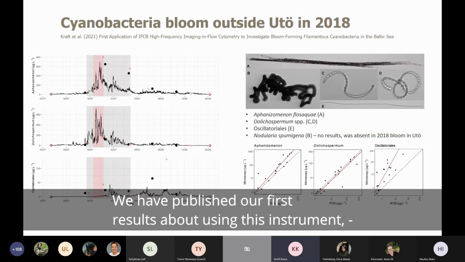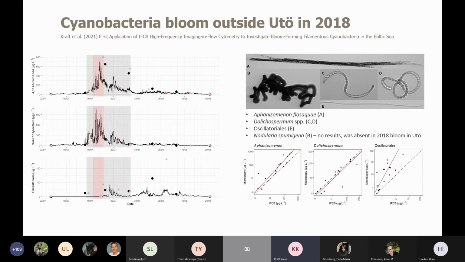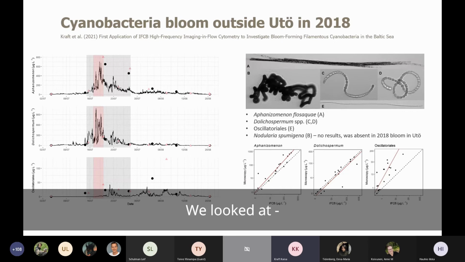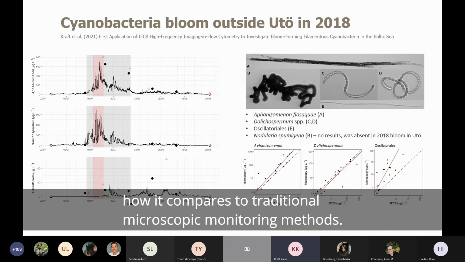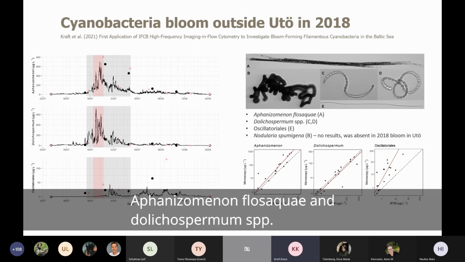We have published our first results about using this instrument, and it was about a cyanobacteria bloom outside Utö in 2018. We looked at how this new method compares to the traditional microscopic monitoring method. And it correlated very well for two of our common cyanobacteria species, Aphanizomenon flos-aquae and Dolichospermum spp.